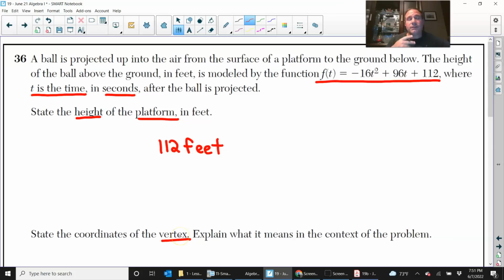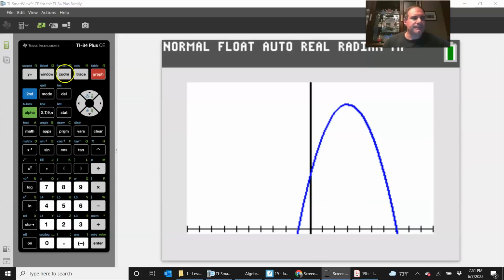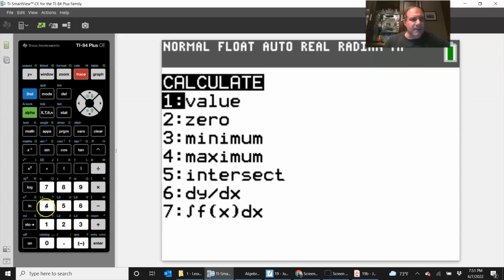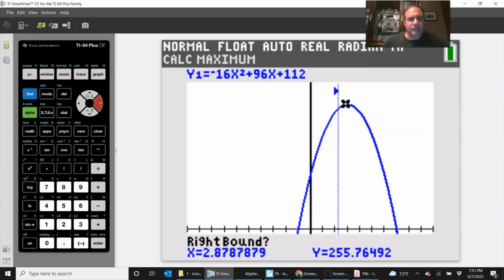Okay, so the vertex is either at the minimum or the maximum. For this, the vertex is the max. So we're going to press, remember, second function and trace. And we're going to go to max. And we're going to state this vertex. We're going to move this over to the right just a little bit, right there. We're going to press enter. That's left bound. The right bound is to the right of the vertex. I'm just going to move it right there and press enter one more time. And I'm going to press enter again.